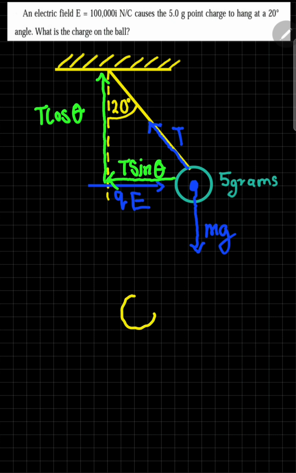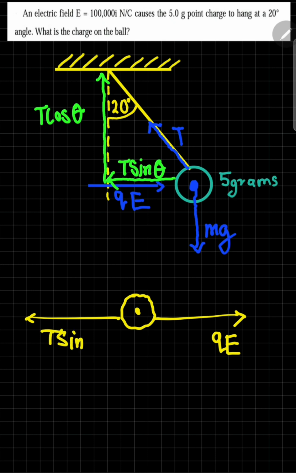So we have the charged ball, and we have the electric force moving in that direction, which is the charge of the same ball multiplied by the electric field, and opposite in that direction we have the tension, the x component of the tension, T sine theta. And you can see why it is balanced there, because we have one force acting towards the right and one force acting towards the left, so they more like cancel out.